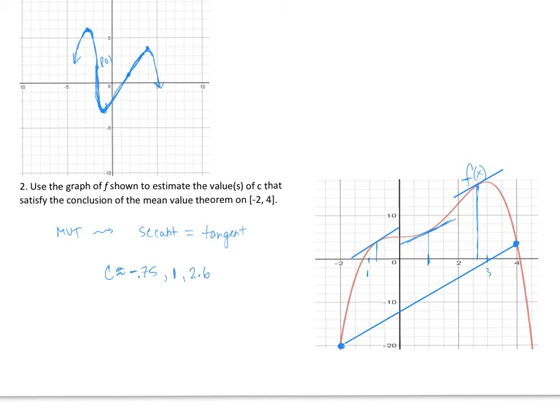So again, the key to this question is just to realize you have to draw this secant right in here. Let's use a different color to highlight it for you. You got to draw this secant right in there, and then you're going to find tangents parallel to that, and then you can just use a straight edge to estimate it, and then find what the x values would be, and that's your value of C.